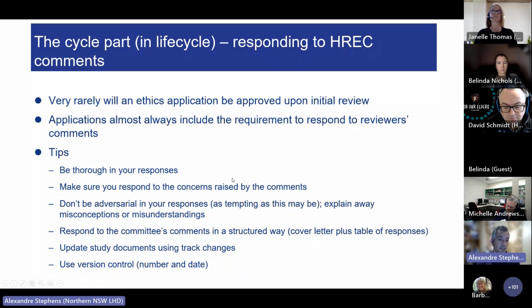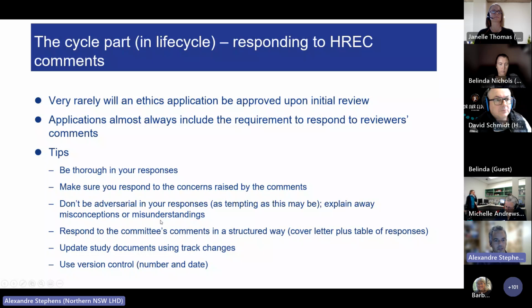When doing this, be mindful and be thorough in your responses. Try to capture all of the main elements that the committees are raising in their comments. Make sure you respond to the actual concerns raised by the comments. Don't go on a tangent, don't do something different. Pay attention to what they are raising in their comments.